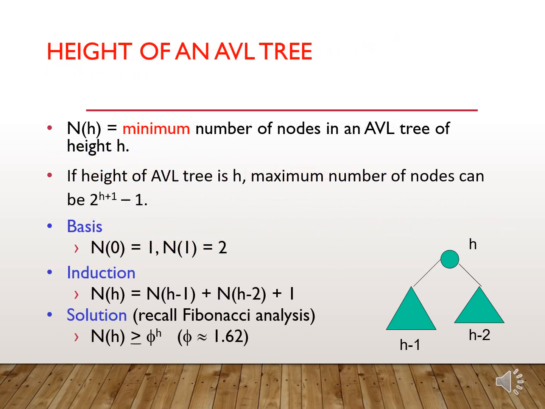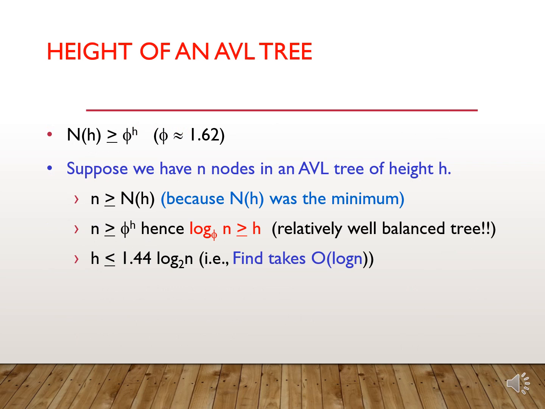Height of an AVL tree. N of h is equal to the minimum number of nodes in an AVL tree of height h. If height of an AVL tree is h, then the maximum number of nodes can be 2 raised to power h plus 1 minus 1. Following are a few formulas concerning the height of an AVL tree.